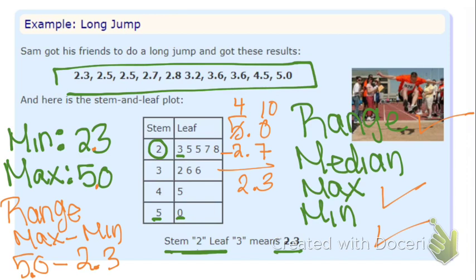Can I figure out my median? Yes, I can. I count how many leaves there are: 1, 2, 3, 4, 5, 6, 7, 8, 9. There's 9 leaves. And so the middle, if you have 9 numbers, 9 is an odd number, that means the median is going to be the 5th number because that would leave 4 on either side. 1, 2, 3, 4, 5. The 5th number is 8. And there's 4 numbers.